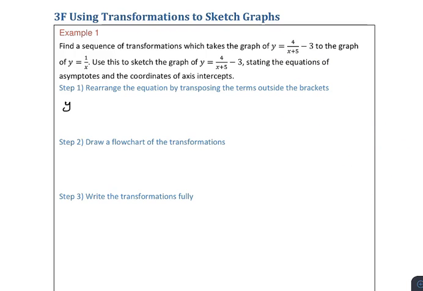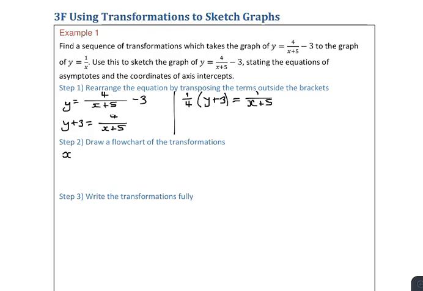Now, first step, this is just like the previous examples where we're going to find those transformations. So we're going to rearrange the equation in order to transpose the terms outside of the brackets. For instance, that -3 and the 4 need to move across. So we're going to plus 3 and divide by 4, giving us this function here. This tells me what my x value is and my y value. So my x new value is x plus 5 and my y new is 1/4 y plus 3.